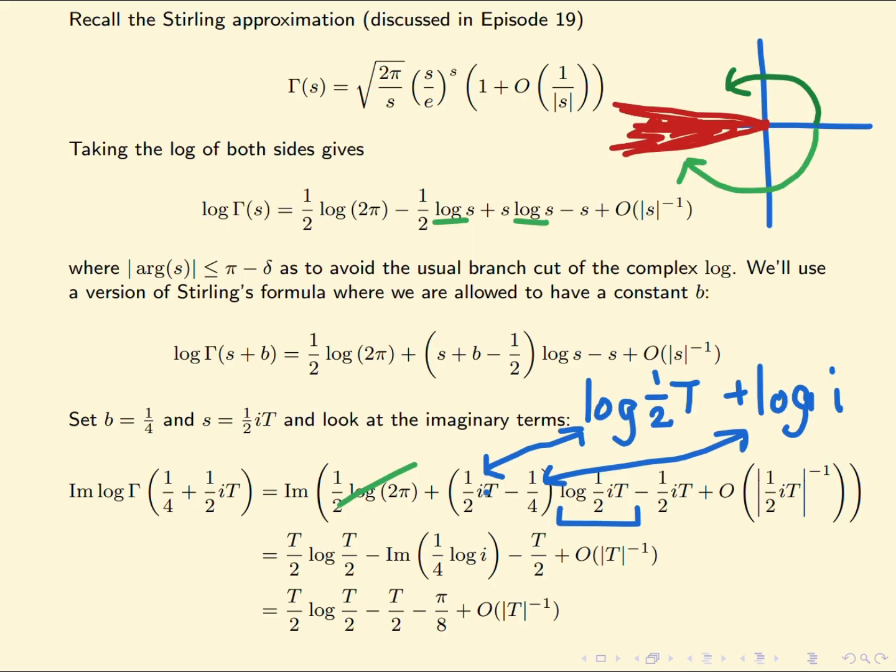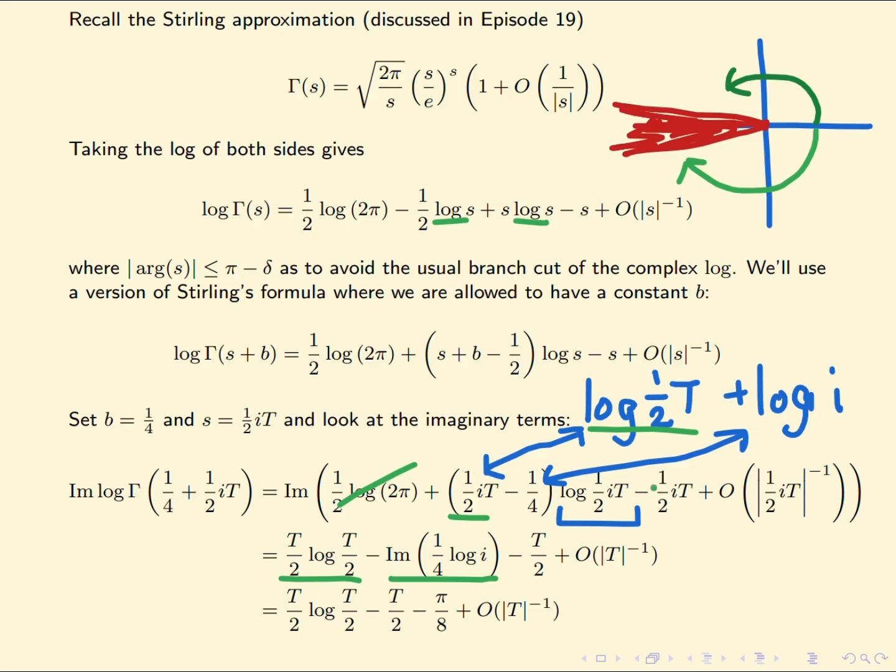So what I get is 1/2 t times log of 1/2 t, so that's this term. So this term times this term equals this term. And then this minus 1/4 log of i. I haven't really figured out what log i is. I'm just asserting it's imaginary for now. But in case I don't know, I'm just going to say it's equal to the negative imaginary part of 1/4 log i. I'll solve this in the next step.